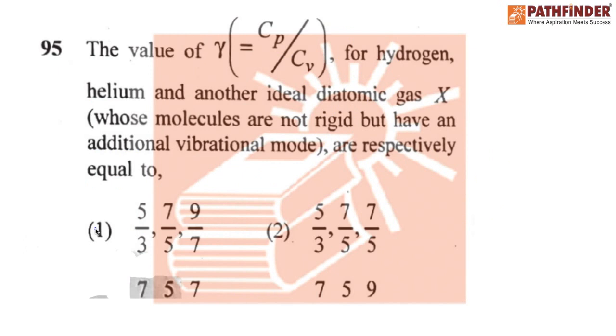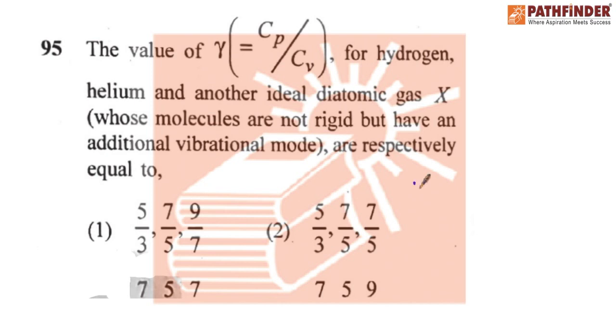The value of gamma for hydrogen, helium and another ideal diatomic gas whose molecules are not rigid but have an additional vibrational mode. Okay, so for X there is also vibrational degree of freedom. They are respectively equal to. Okay, so it's a pretty straightforward question.